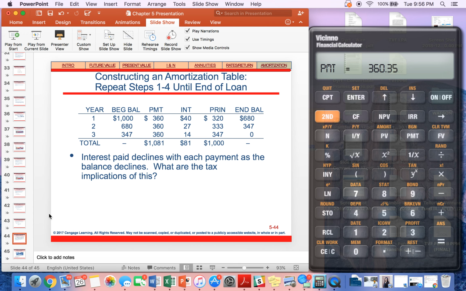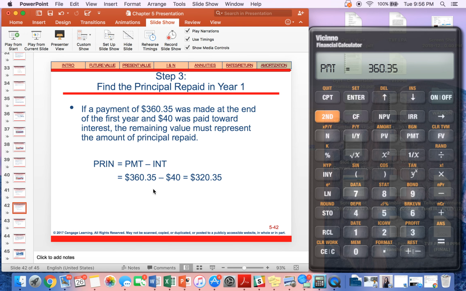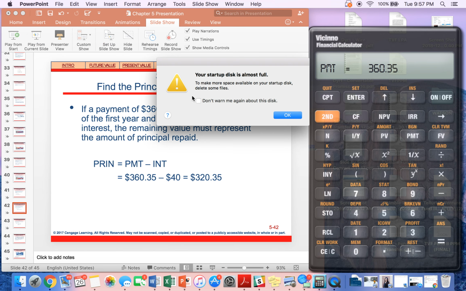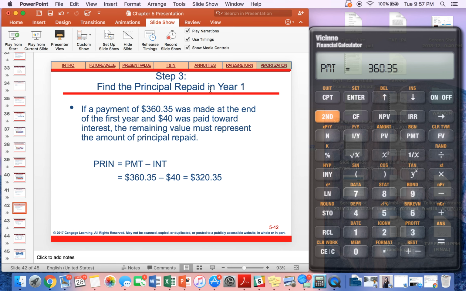So if we go back up here to slide 42, you'll see that we take step 3 and we find the principal repaid in year 1. And so, straightforward, we take that payment, we deduct the interest we're paying back to the bank. So $320.35 is going back to the principal, that principal $1,000 I borrowed from the bank, and it pays that principal down.